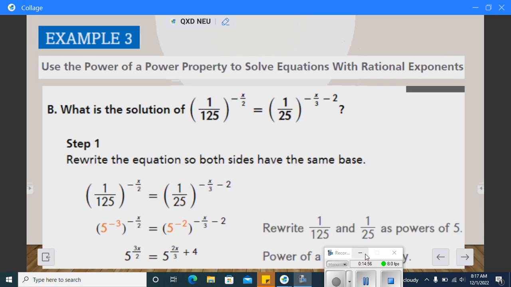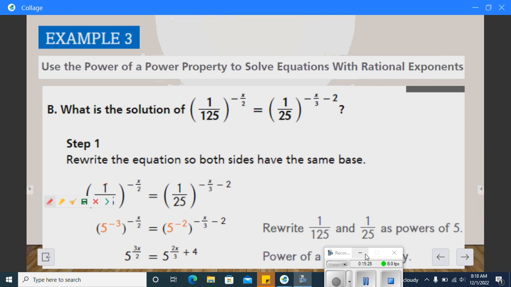How about this one? The solution of 1 over 25 to the power of the quantity negative x over 2 is equal to 1 over 25 to the power of negative x over 3 minus 2. So step 1 again, write the equation on both sides so that they have the same base, okay?